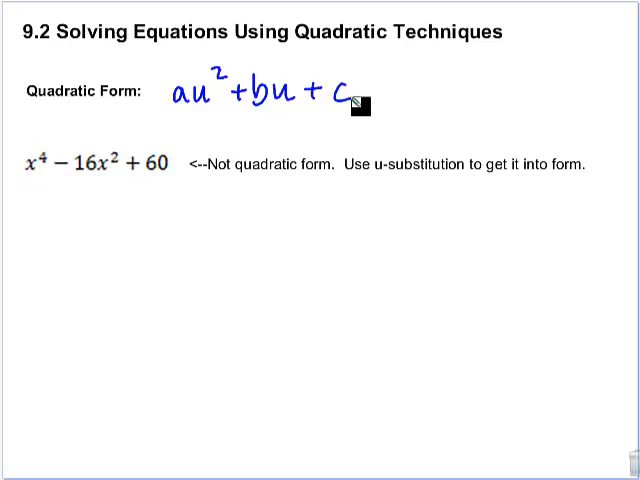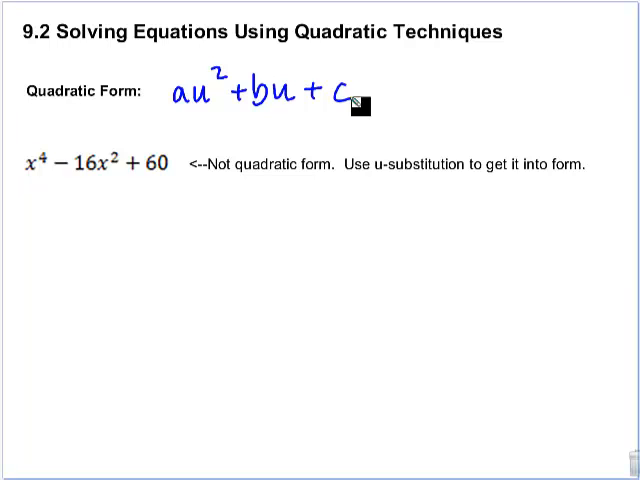We're using u's here because typically we don't use u's in our simplifying expressions, and so it's a good variable to use to do some substitution with. So for each of these, they're not in quadratic form, but we need to make them in quadratic form. So we need to make the first term be something that's squared, the middle term be something that's to the first power, and your last term is just a number.